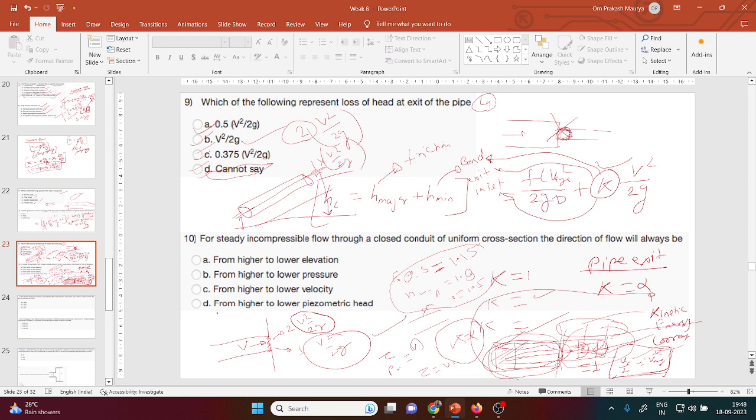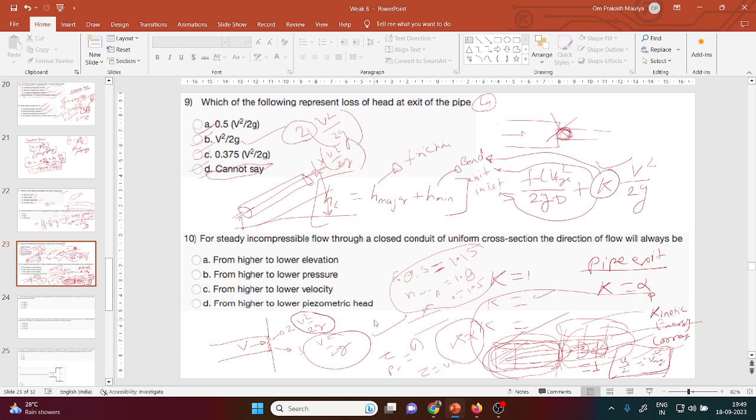So you will not only see the pressure, you will see the pressure as well as the piezometric head, as well as the datum head. Only in this type of flow, only the pressure is not responsible for the flow. Your energy is basically responsible for flow, from higher energy to lower energy.